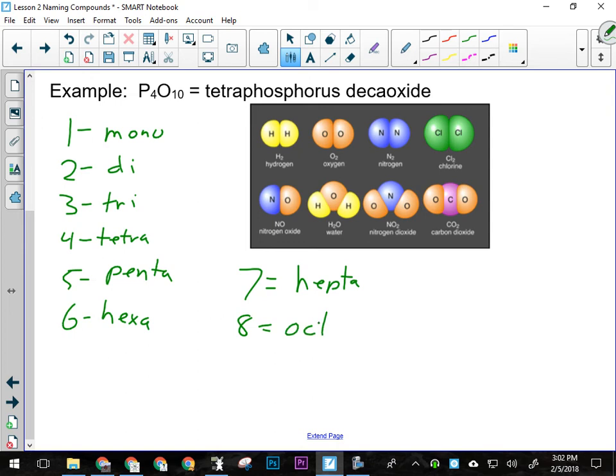8's octa, 9 is nona, just like the shapes. Okay, 10 is deca. Pentagon has 5 sides, the hexagon has 6 sides. So it's just like the shapes. That's how you can remember it. So basically, writing the names for molecular compounds is pretty easy. All you got to be able to do is remember the prefixes. If you remember the prefixes, you're just writing names.